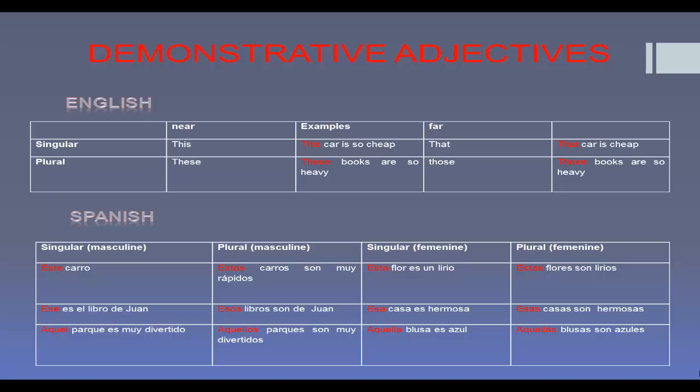In Spanish, the demonstrative adjectives and pronouns are almost the same, but these have 2 differences: the use and the lack of the diacritical mark placed over the vowels. For example, este carro, estos carros son muy rápidos, esta flor es un lirio, estas flores son lirios, ese es el libro de Juan, esos libros son de Juan, esa casa es hermosa, esas casas son hermosas, aquel parque es muy divertido, aquellos parques son muy divertidos, aquella blusa es azul, aquellas blusas son azules.